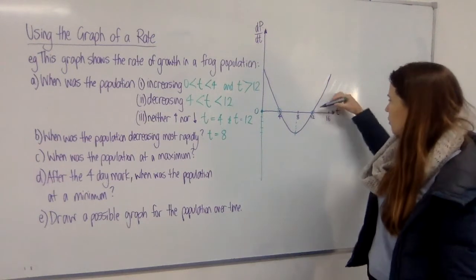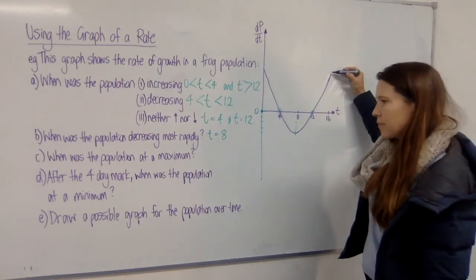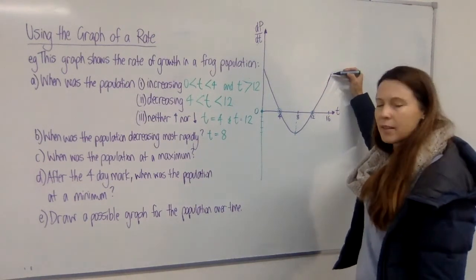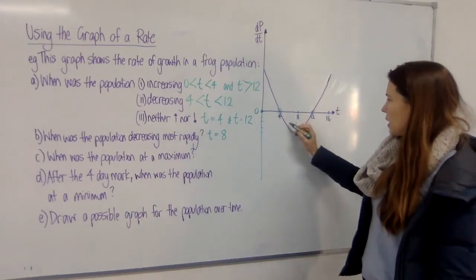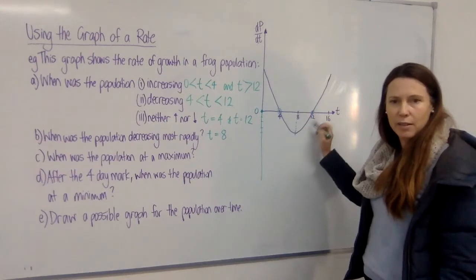After that, the frog population started growing again. So if you're thinking about when there were the most frogs, it doesn't make sense for there to be a lot of frogs anywhere down here because we're losing frogs at this time.